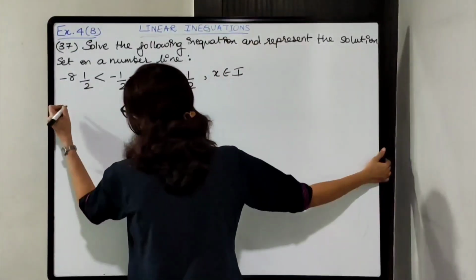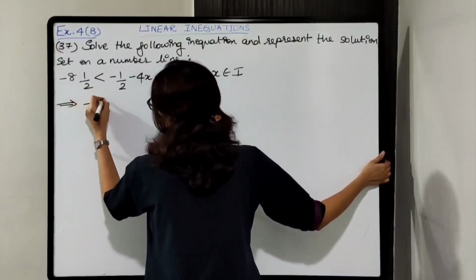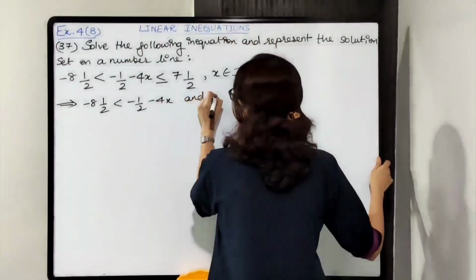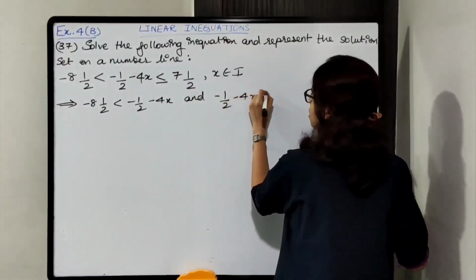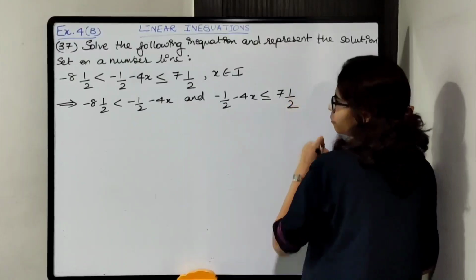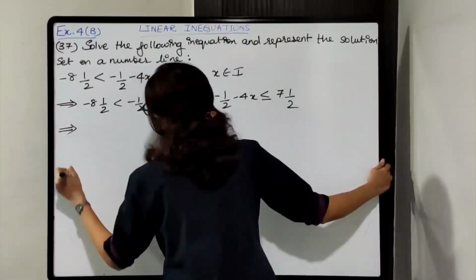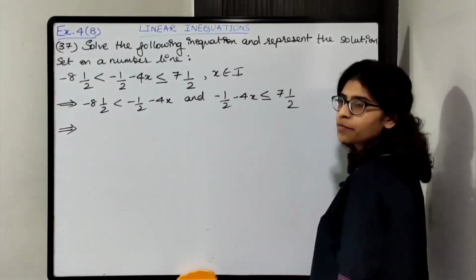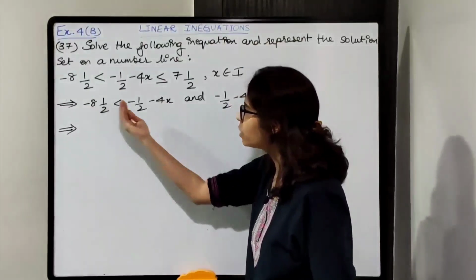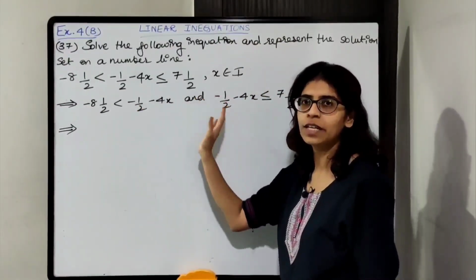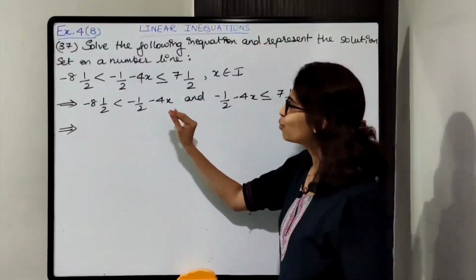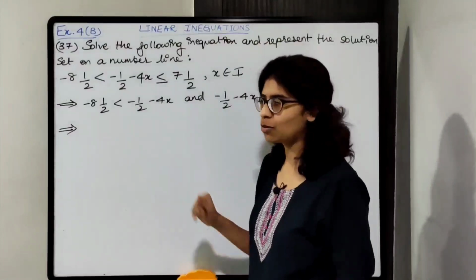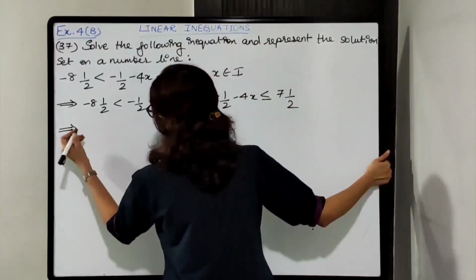So minus 8.5 is less than minus half minus 4x, and minus half minus 4x is less than or equal to 7.5. Okay. Now I'll shift half over here. Okay. You can do one thing. 4x को यहाँ पे shift कर दो and number को यहाँ पे. Number on one side and variable on the other side. Simple logic. So 4x को यहाँ पे shift कर सकते हैं, number को यहाँ पे. Instead I'm shifting the number over here. Okay. So it does not matter as long as you are solving it correctly.